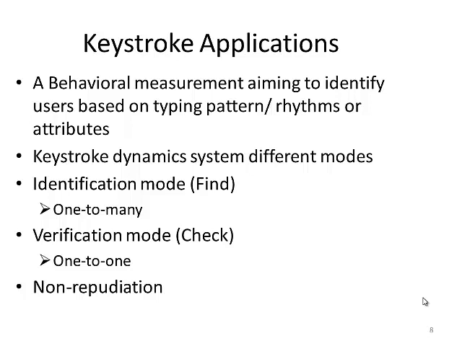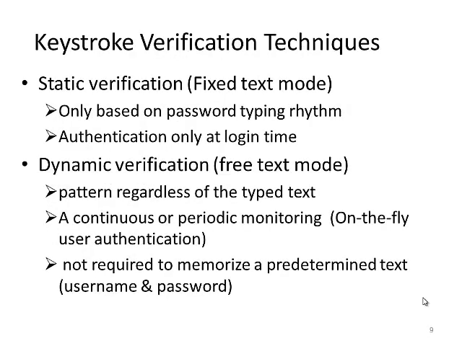So behavioral measurement, aiming to identify users based on typing patterns and rhythms, is what keystroke is all about. There can be different modes to check those. One is identification mode, that is one-to-many, and one is verification mode, that's one-to-one. So there are different keystroke techniques where we can apply. One is fixed text and one is free text.